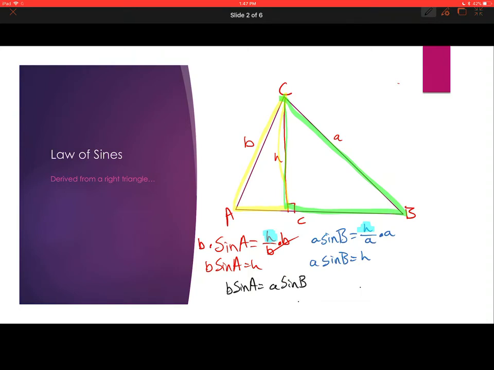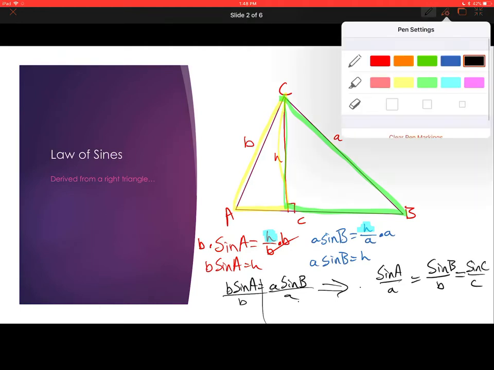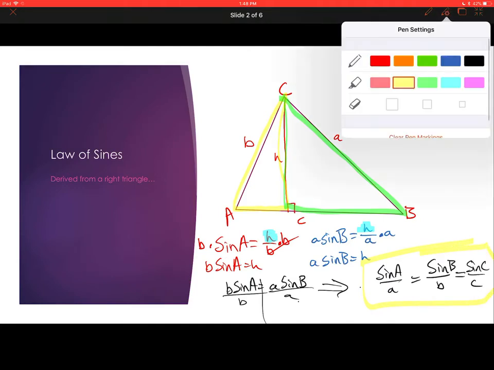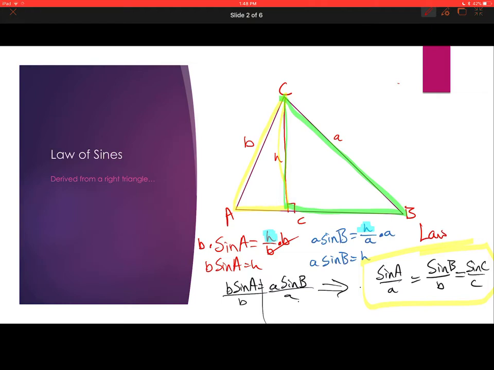b times sine A equals a times sine B. And I can divide off my little values from both sides. So at this point, I'm going to divide by b, and I'm going to divide by a. So I get that sine of big A over little a is equal to sine of big B over little b. Now, I could also prove this to you by rotating the triangle. That's also equal to sine C over c. This is the law of sines.